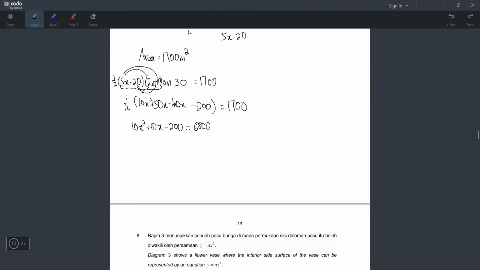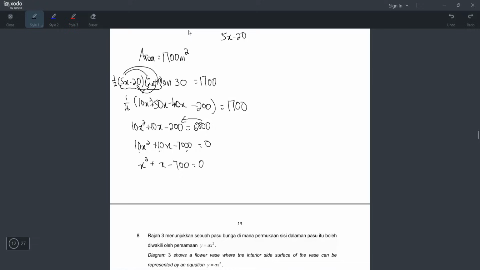Got square means what? Means you have to move everything to one side equals 0, because this is quadratic. So 10x squared plus 10x plus 6,800 becomes minus. So what is negative 200 minus 6,800? Negative 7,000, right? So you get negative 7,000. So now you can use calculator, but I realized that these three numbers can simplify. All these numbers can divide by 10. So divide by 10: x squared plus x minus 700 equals 0. You should always simplify before you press the calculator. So now let's press the calculator and see what I get.